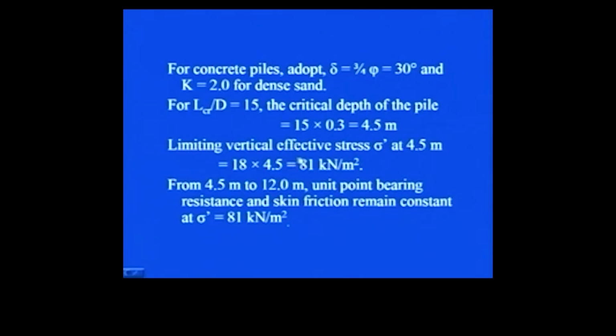So, the limiting vertical effective stress sigma prime at 4.5 meters will be simply gamma into z, where gamma is given to be 18 kilonewton per meter cube. So, that will become 18 into 4.5, which results in 81 kilonewton per meter square. Now, from 4.5 to 12 meters, the unit point resistance and unit skin friction will remain constant, at this average effective overburden pressure equal to 81 kilonewton per meter square, because only till critical depth will it increase linearly, and beyond that it will remain constant.